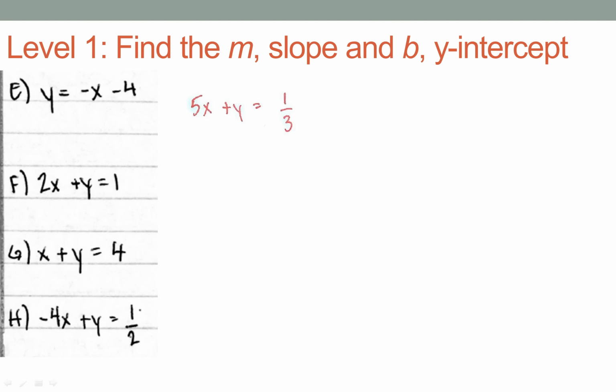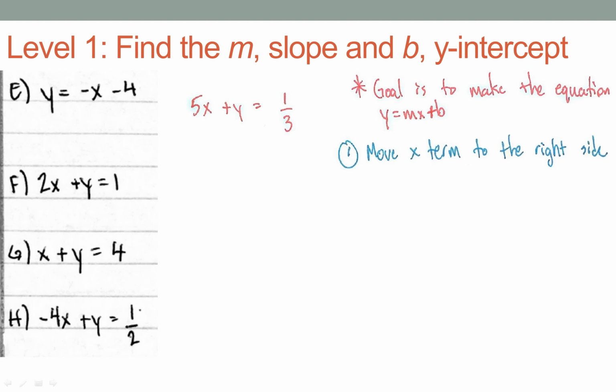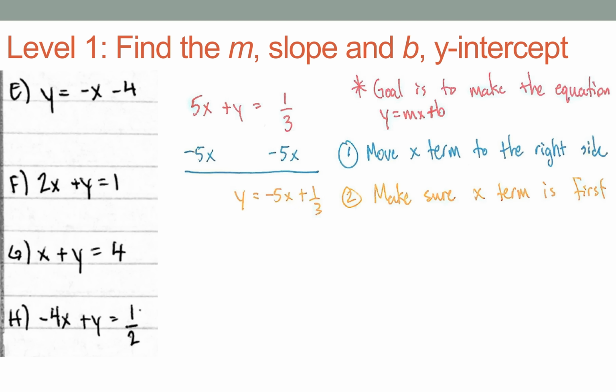So what am I going to do? This is not in slope-intercept form, so I have to solve the equation so it goes to slope-intercept form. I'm going to slow way down. The goal is to make the equation y equals mx plus b. Here you see that the x term is on the same side of the equal sign as y. That's not going to work, so let's move the x term to the right side. To do that, I do the inverse. This is a positive 5, so I subtract 5 from each side. I'm going to make sure the x term is first. So I have y equals -5x plus 1/3.